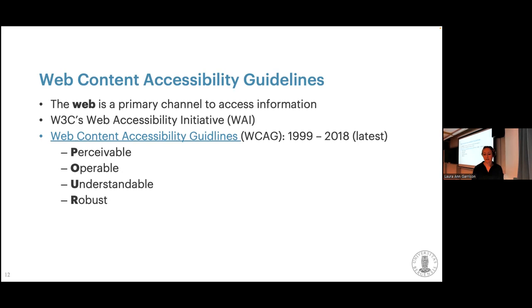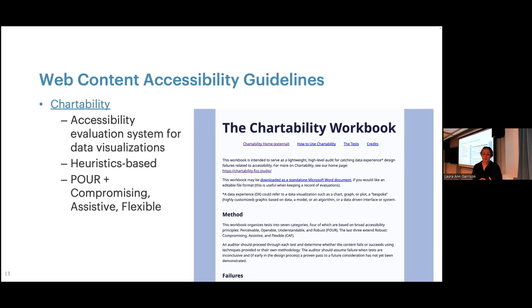And these have been expanded on within the visualization community through an evaluation system, more accurately called Chartability. So this is a heuristics-based accessibility evaluation system that builds on the WCAG principles, these POUR principles that I mentioned before, plus three others that are unique to the challenges in data visualization. So this includes compromising, which essentially means that information and system redundancies must be in place within a visualization. It should be assistive, so you should have visual and non-visual representations of the data for the visualization. And it should be flexible. And what this means is that there should be user agency in the visualization. So the user should be able to do something with it.